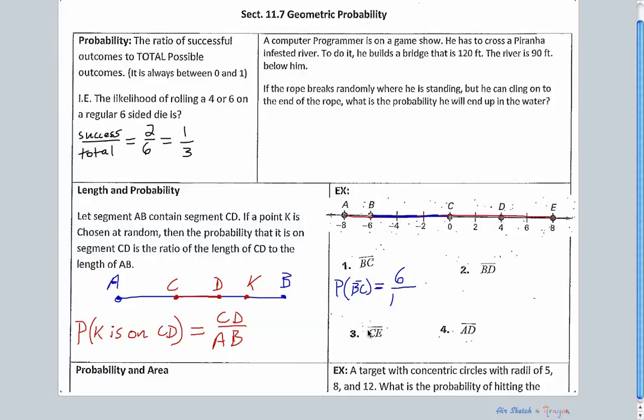I'm not sure why it's loading so slow. I apologize for that.